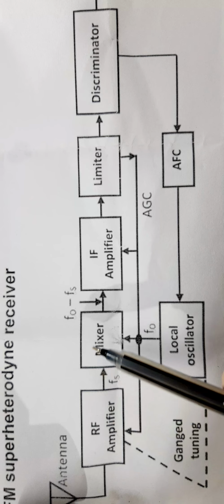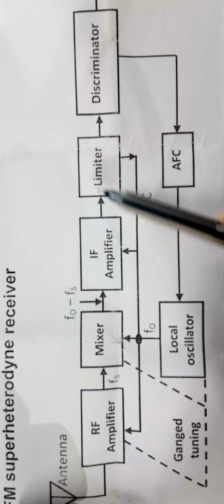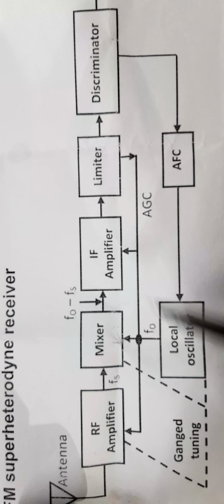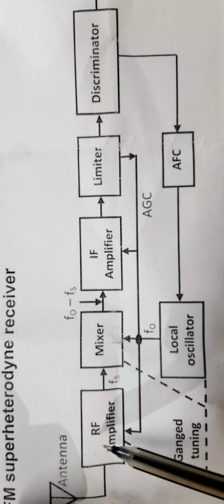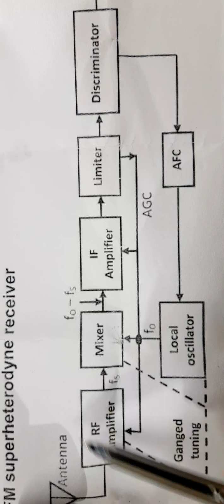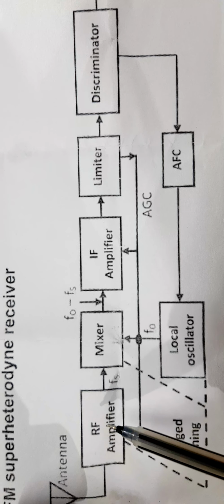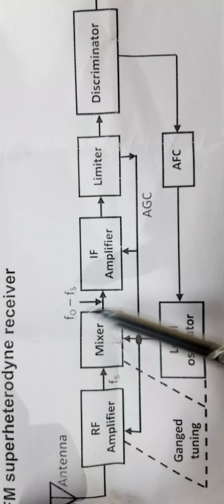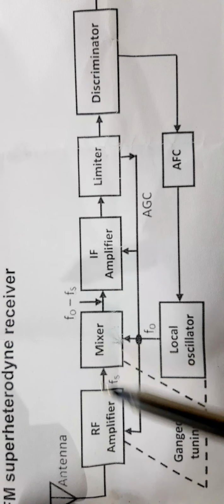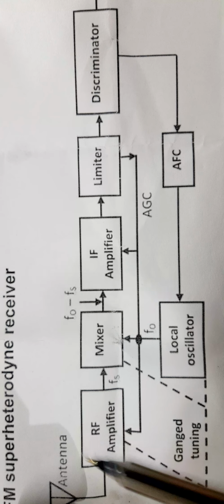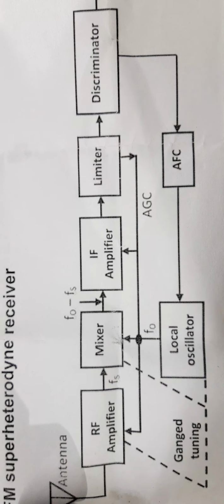First, RF amplifier, mixer, IF amplifier, limiter, discriminator, local oscillator, etc. There is an electronic circuit inside the RF amplifier. There is an electronic circuit inside the mixer. Here we are going to explain what each does. That's all. We don't have any working conditions and circuits.